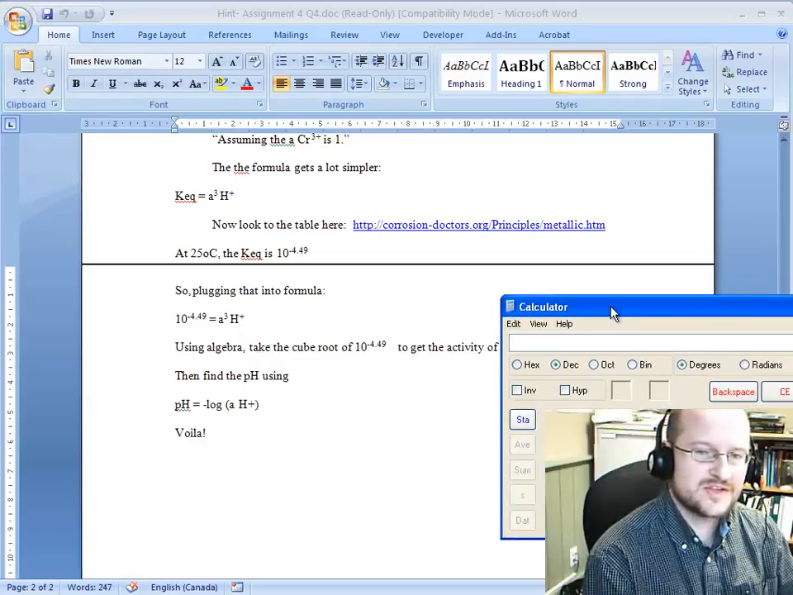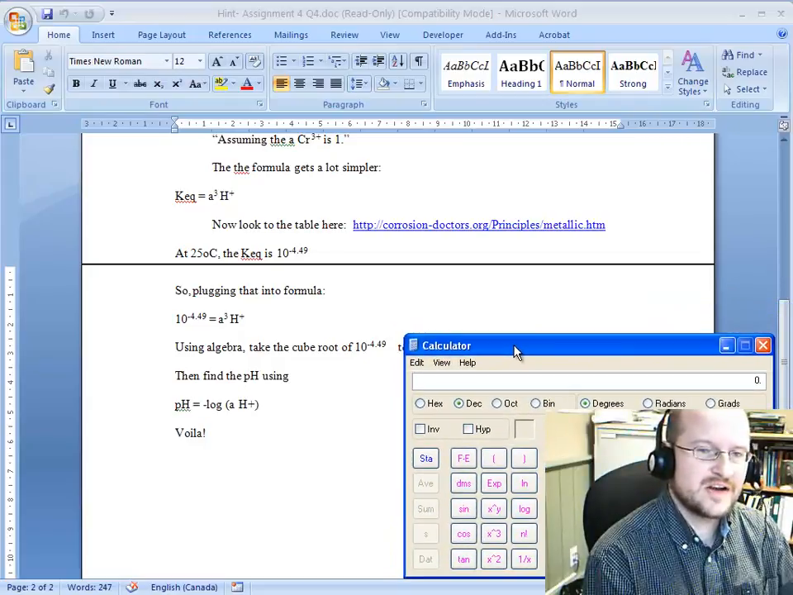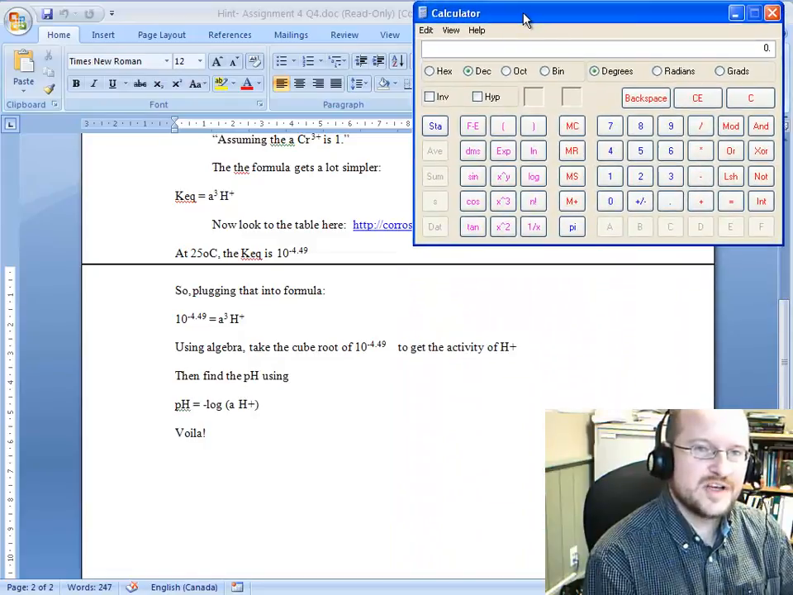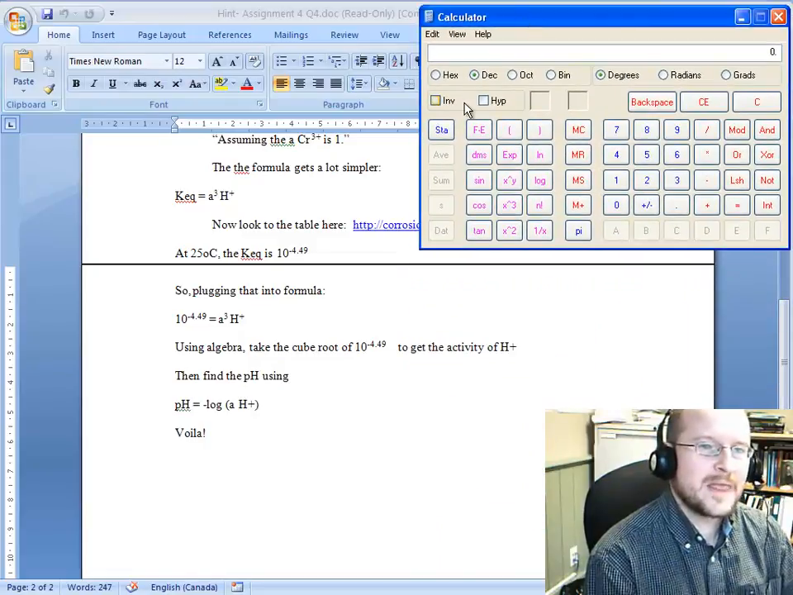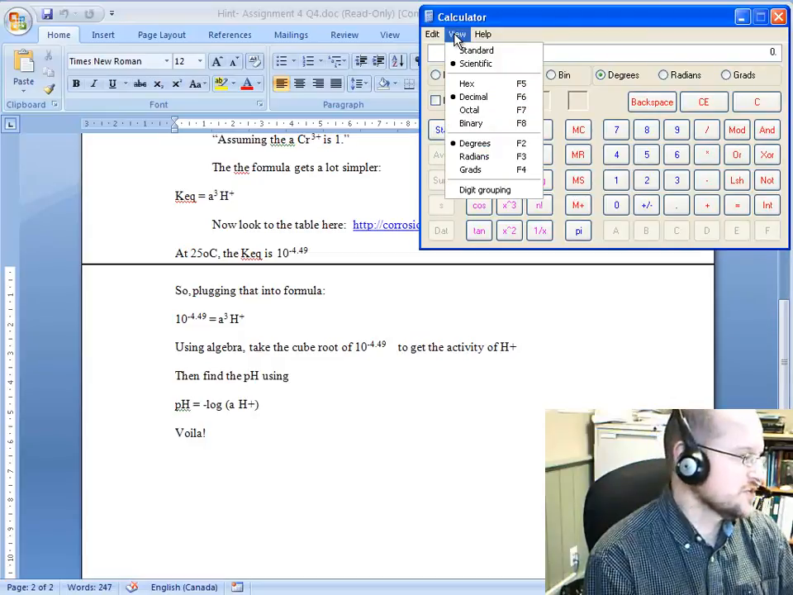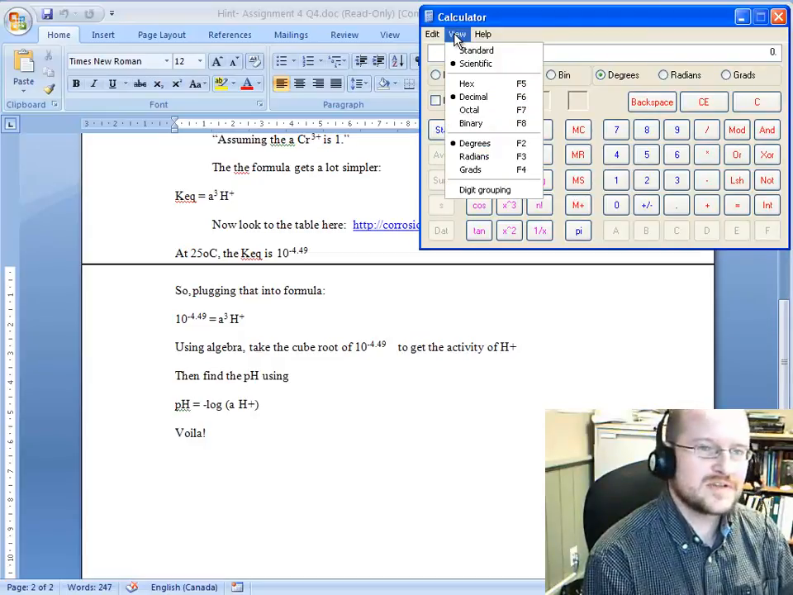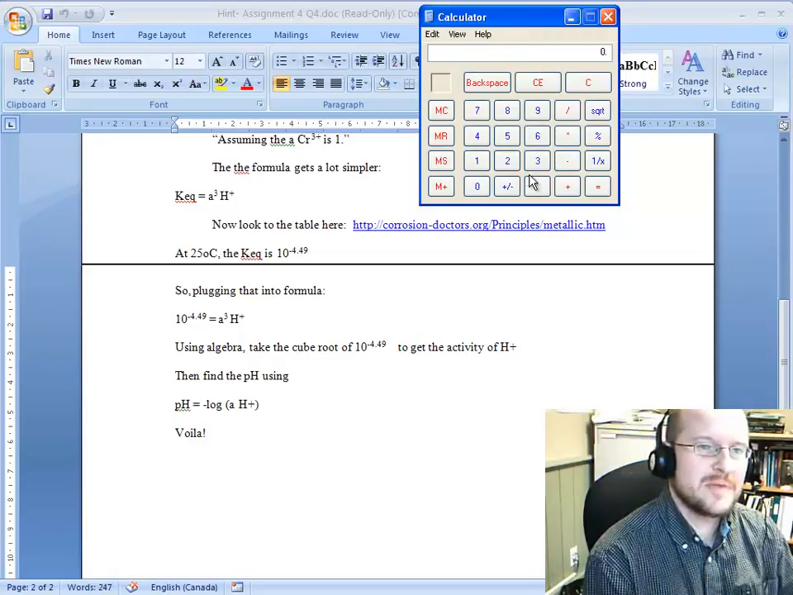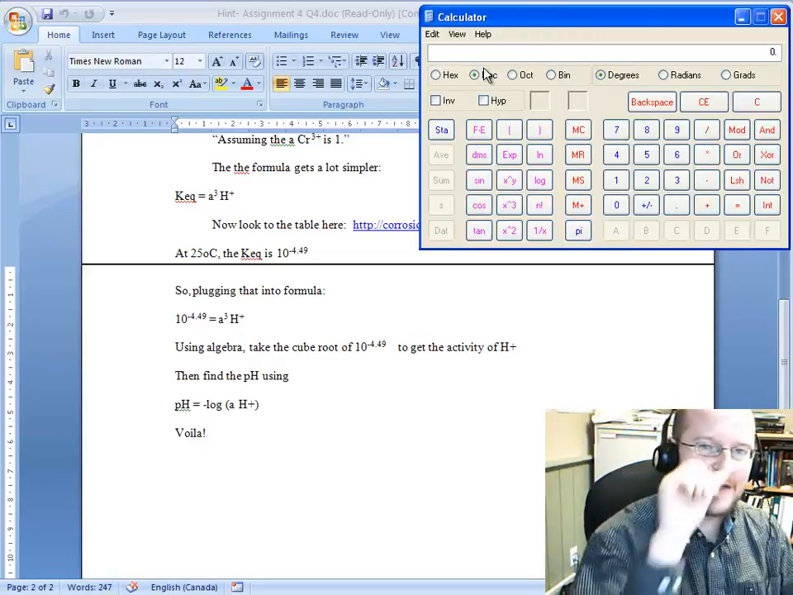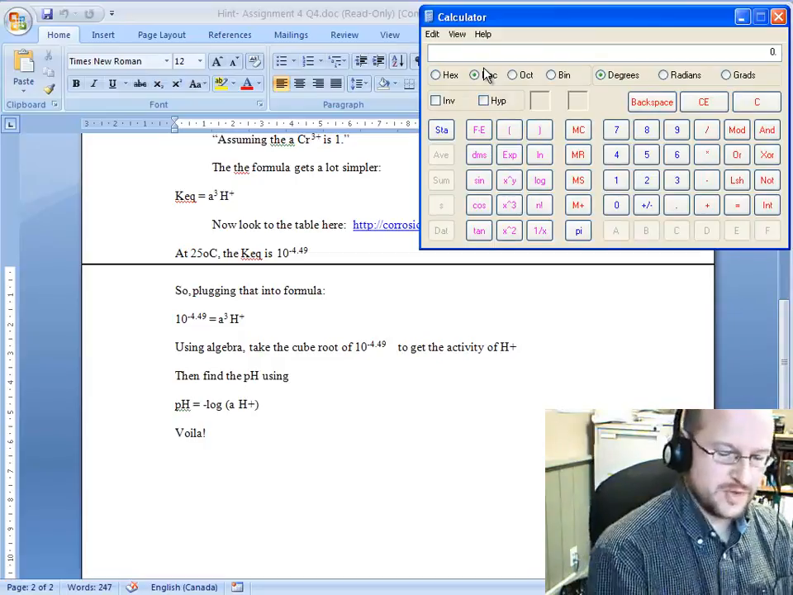Well, I'm just going to drag onto the screen the Windows calculator. I'm going to put it up here. When you first start it up under Start, Accessories, and Programs, it may look like this, very basic. But if you do View, Scientific, you'll get more functions, and this is what you need for cube root.